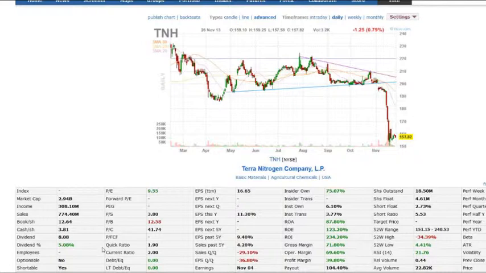I know Disney isn't paying out a huge dividend, but it's one where I'm not worried about Disney getting cut in half. Terra Nitrogen, on the other hand, is a company that could be cut in half, so you have a lot more risk. So your dividend percentages will typically be a little bit higher.